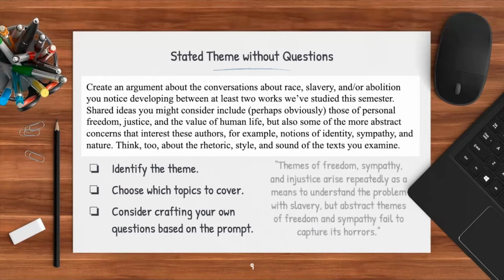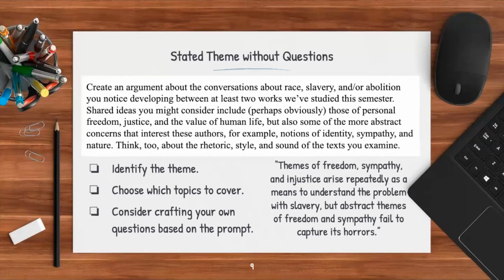For an example, we have themes of freedom, sympathy, and injustice arise repeatedly as a means to understand the problem with slavery, but abstract themes of freedom and sympathy fail to capture its horrors. We have an argument about the themes that were brought up in the prompt, and this is important. If you're writing about themes, you need to have an argument about those themes. What are they doing? Why are they important? How does this theme compare to other themes? Simply saying that they're there usually is not enough.